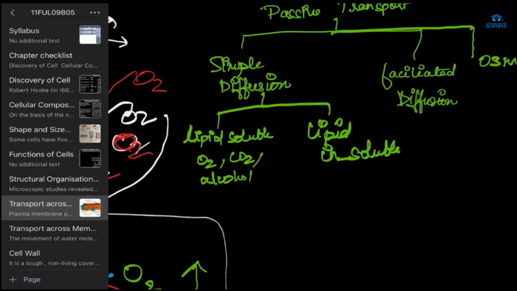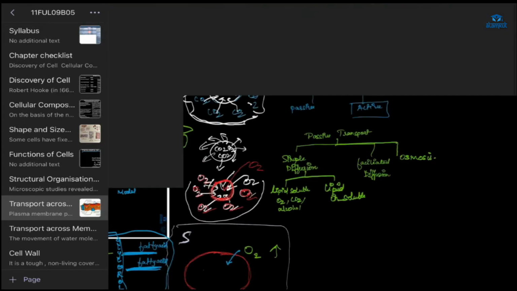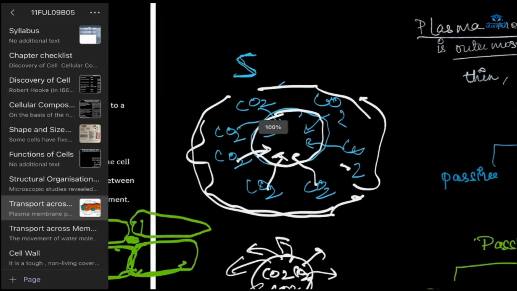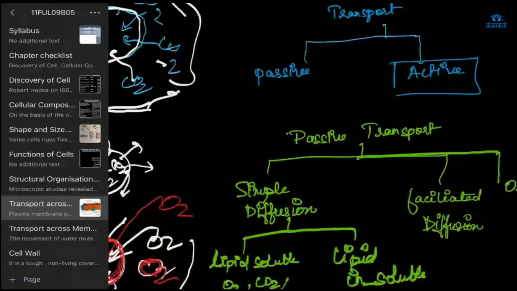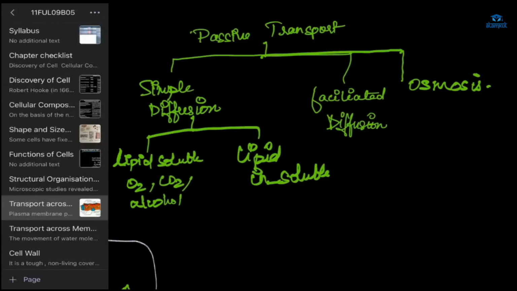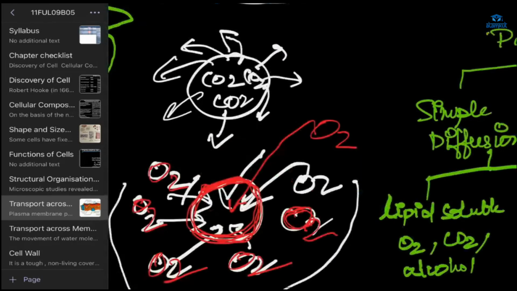Which we have learned in the previous classes. How does oxygen, carbon dioxide come in and go out of the cell? Diffusion. That is simple diffusion, from high concentration to low concentration. Suppose the cell is having more carbon dioxide inside. So it will get out. And if there's more oxygen around the cell, the oxygen will move in.